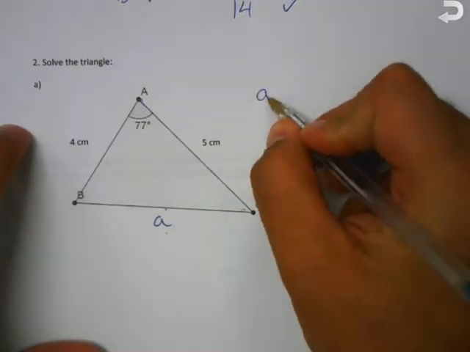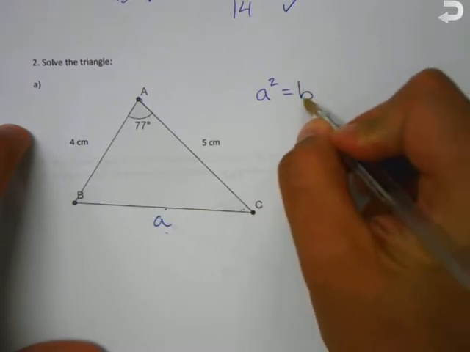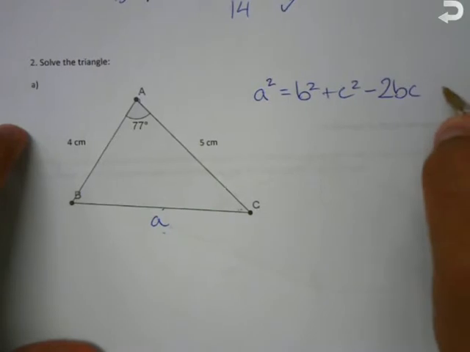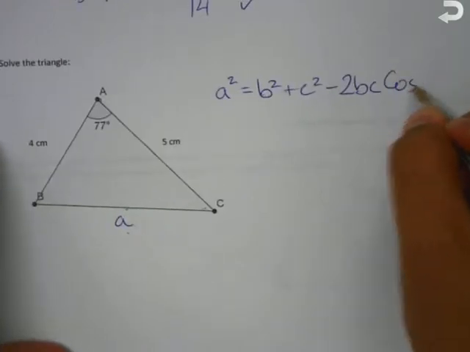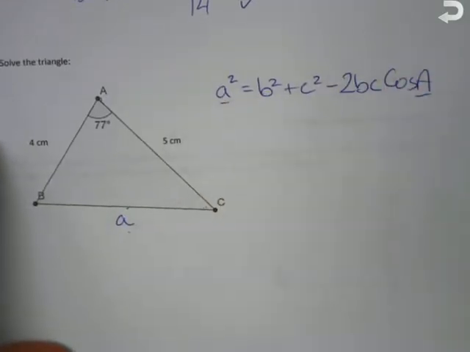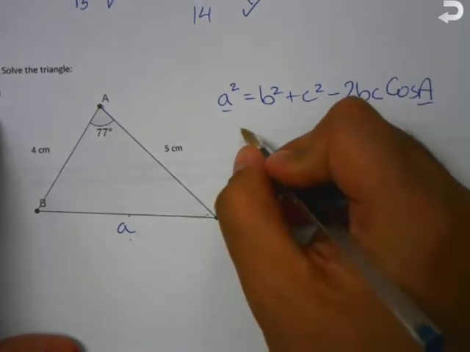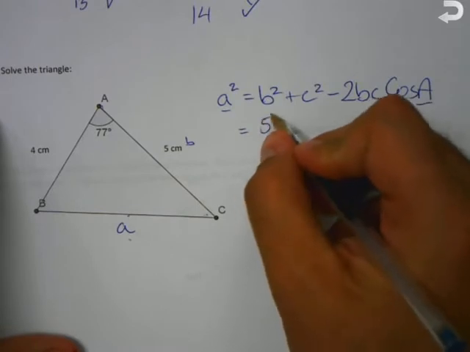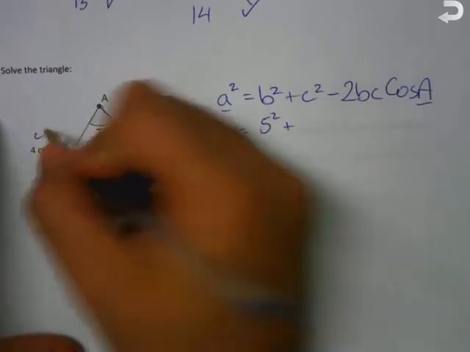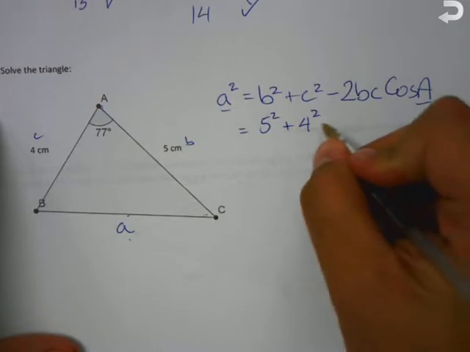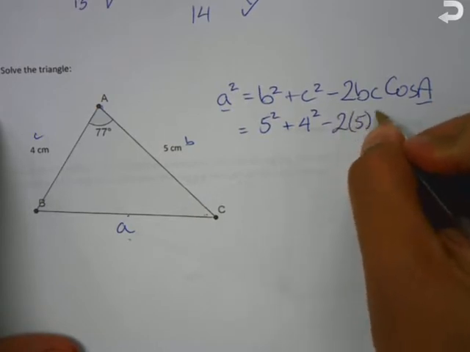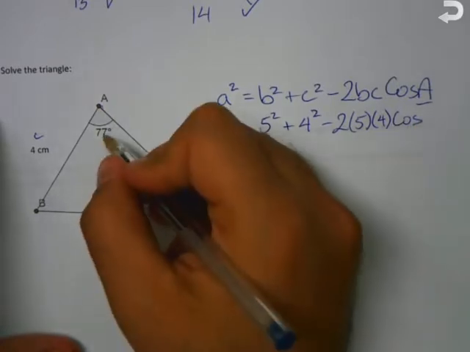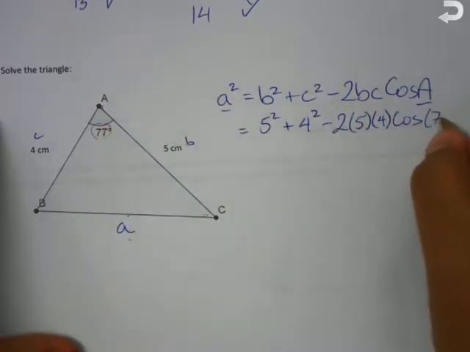Okay, so remember the cosine law says a squared is equal to b squared plus c squared minus 2bc cos A, right? Because that angle matches that side. So now we just have to fill in everything. So in this case, b is 5, c is 4, and then 2bc cos A is 77.